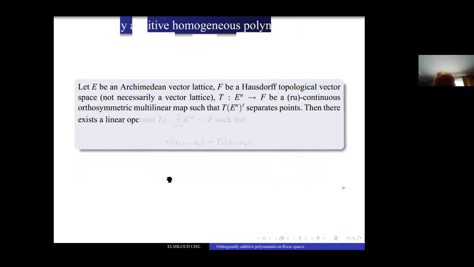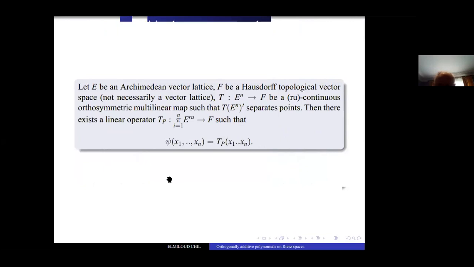Let E be an F is Hausdorff topological vector space, not necessarily vector spaces, just vector. Excuse me, we have a problem for internet. Oh, no problems. We can continue? Yes, please. So, excuse me.